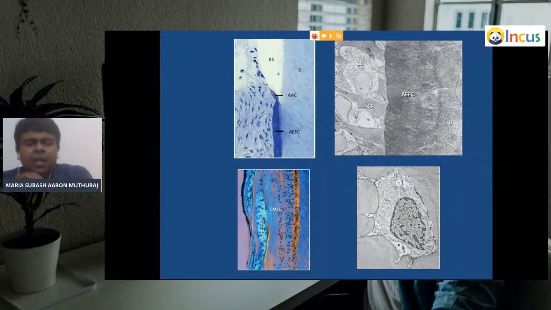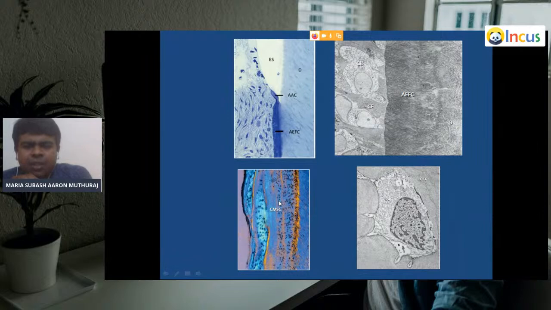But in cellular mixed stratified cementum, there is the presence of numerous cementocytes in lacunae. It also contains Sharpey's fibers, but fewer when compared to acellular extrinsic fiber cementum. Cellular mixed stratified cementum is commonly present in the apical areas and furcation areas, and its thickness will be much more when compared to acellular extrinsic fiber cementum. Cellular cementum usually forms after the tooth reaches the occlusal plane.